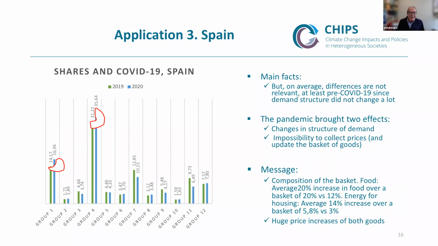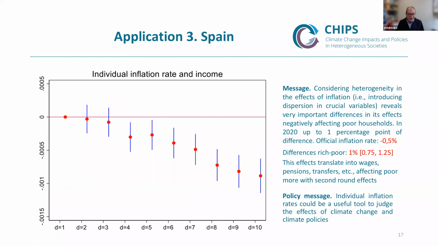And we go to COVID here and look at whether there was an increase in food and fuel for housing in the expenditure of the households, and it most affected the poor households because of the composition of the basket. Food increased 20%, over a basket of 20% for the poor or a basket of 12% for the rich. And energy for housing increased 14% on a basket where for the poor it represents 8% of total expenditure, and for the rich it represents only 3%.